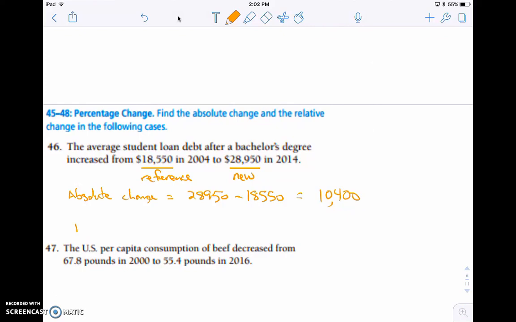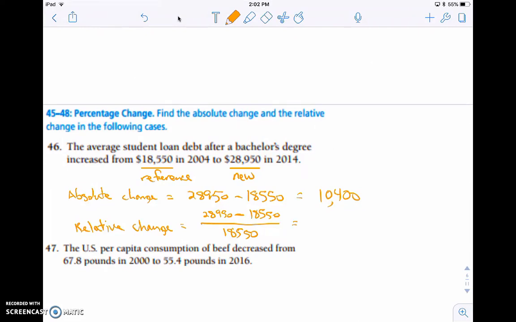Okay, now to find the relative change on this one. We're going to take the absolute change, which in the formula is the new minus the reference. Notice it's your absolute change divided by your reference, which is where we started out, what we're referring back to. So 18,550.